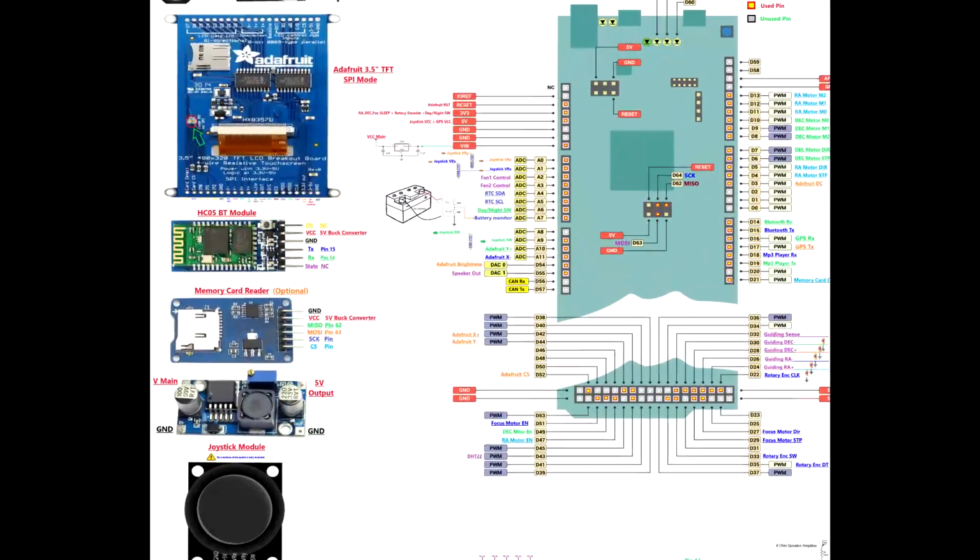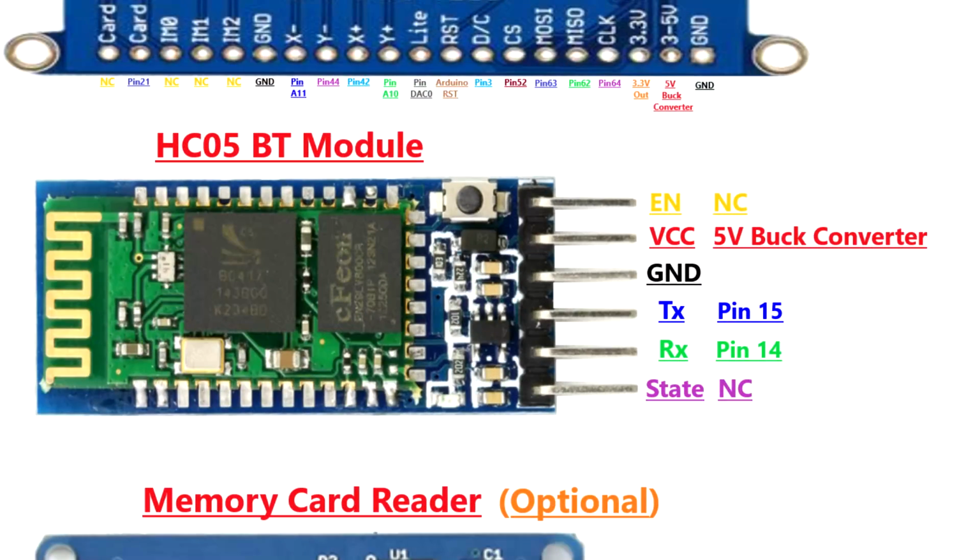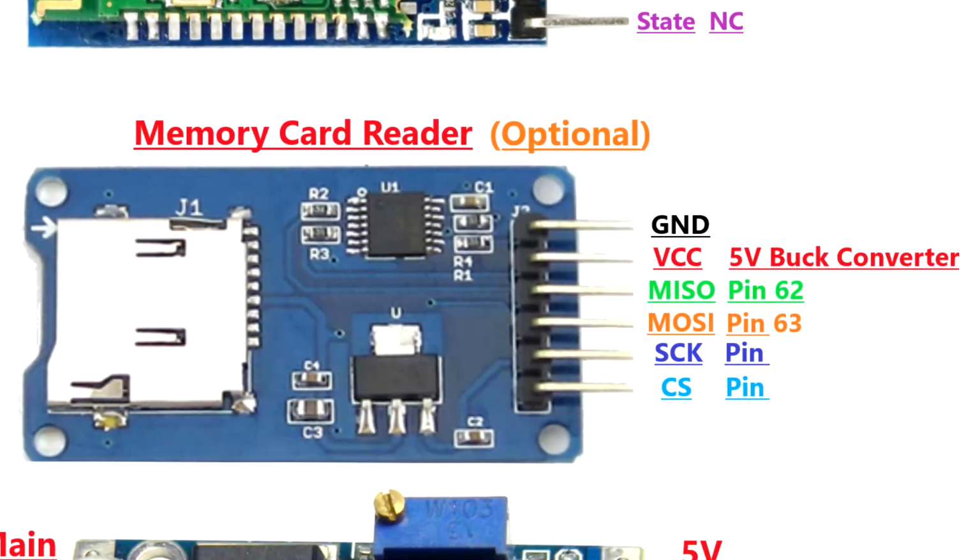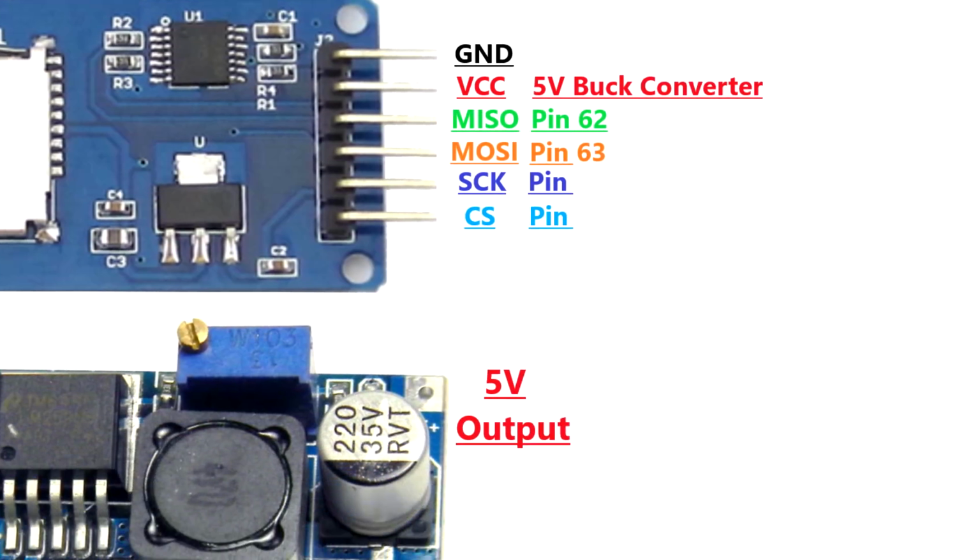I've not shot all the soldering because there is no particular difficulty on the Bluetooth module. It is power supplied by the 5 volt buck converter. You have a wire for the ground, 2 wires to the Arduino. Memory card is not used in this project.